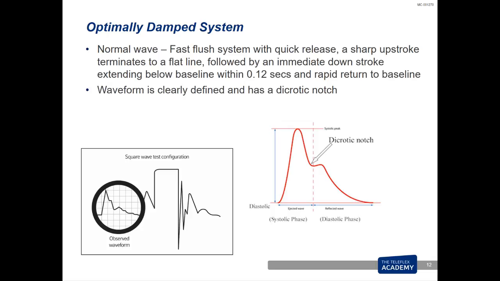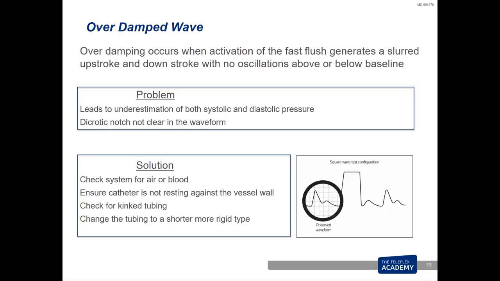That is very important when you're differentiating between a central venous pressure line and an arterial waveform line. It's the dicrotic notch. When reviewing an overdamped wave, overdamping occurs when activation of the fast flush generates a slurred upstroke. So you don't have that nice crisp upslope, unlike the prior slide, and a downstroke with no oscillations above or below baseline. This problem leads to both systolic and diastolic pressure readings that are underestimates of the patient's actual blood pressure. The dicrotic notch is not clear in the waveform.